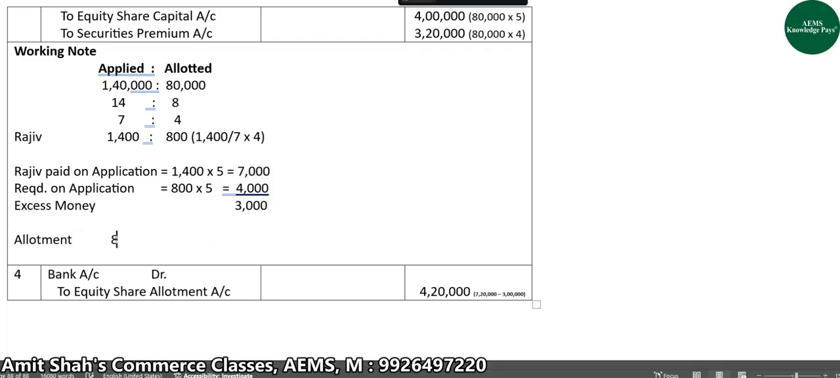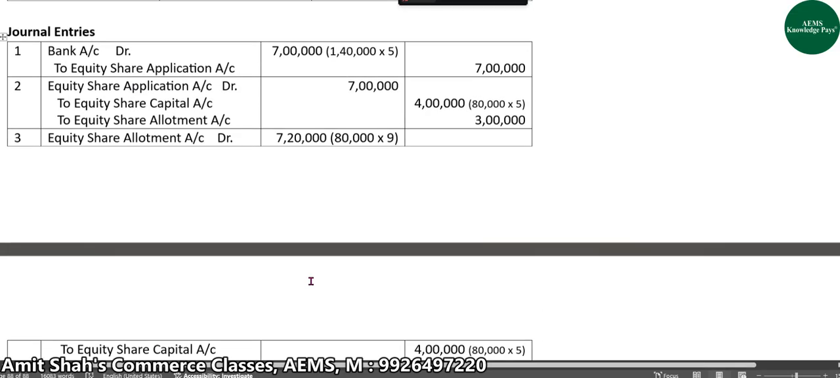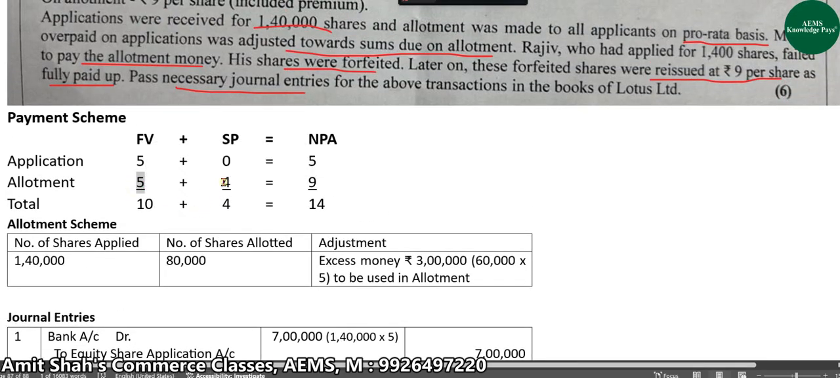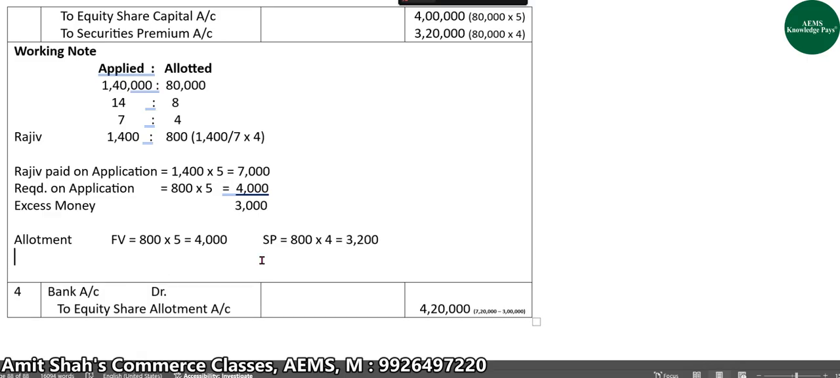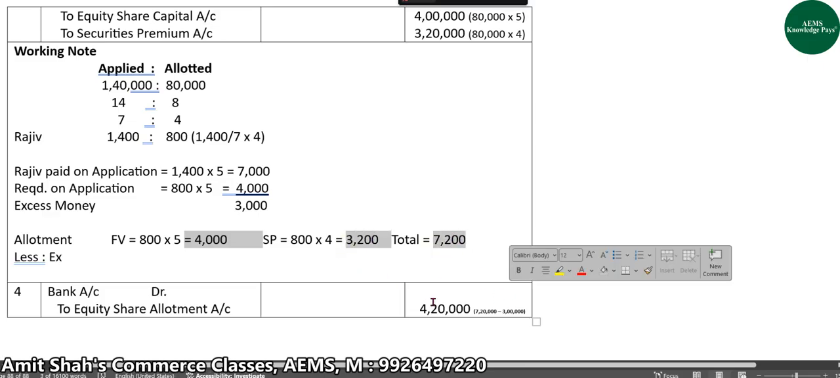Okay, sir. So on allotment, how much we require from Rajiv? We require two amounts. One is of face value rupees 5 per share and one is of securities premium rupees 4 per share. He has been allotted 800 shares. So for face value we require from him 4000 and for securities premium we require from him 800 into 4, that is 3200. So the total amount that we require from him is 7200: 4000 of face value, 3200 of securities premium.